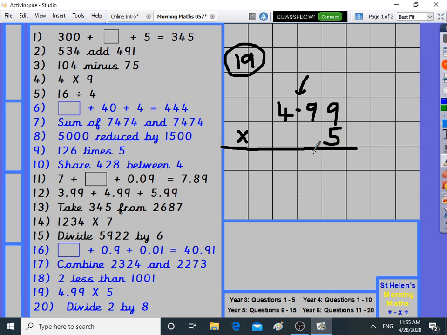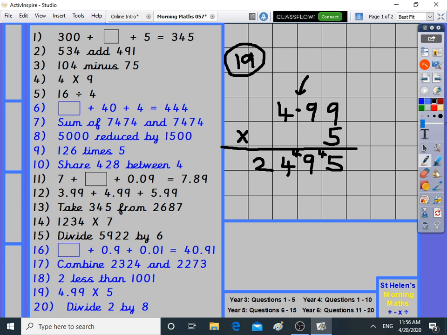5 times 9 is 45, plus 4, 49. 5 times 4, 20, plus 4, 24. 2,495. Well, that isn't close to 25, is it? 2,495 is not close to 25, because I haven't put my decimal point in yet.